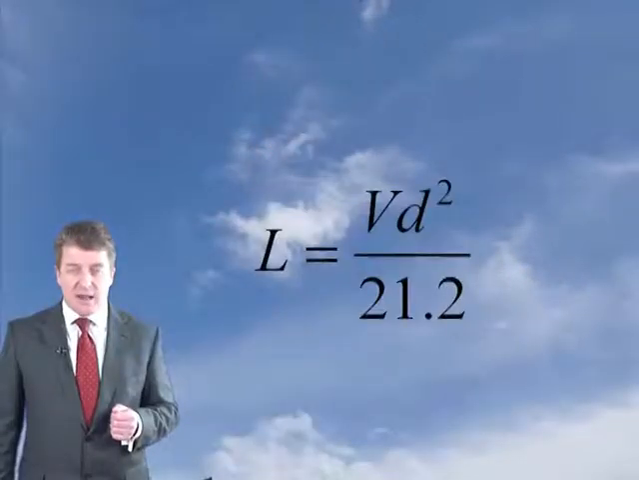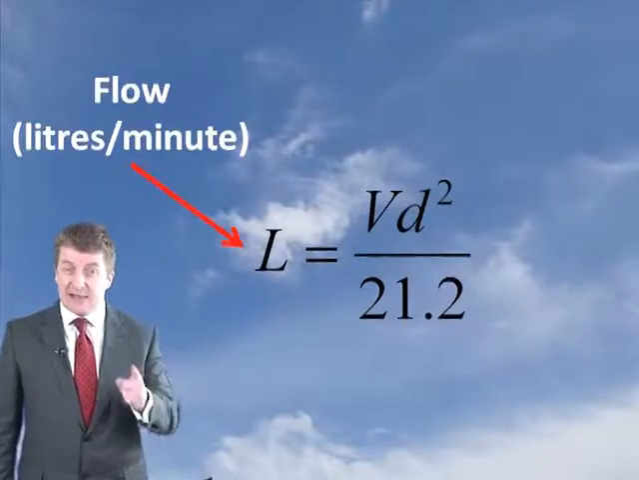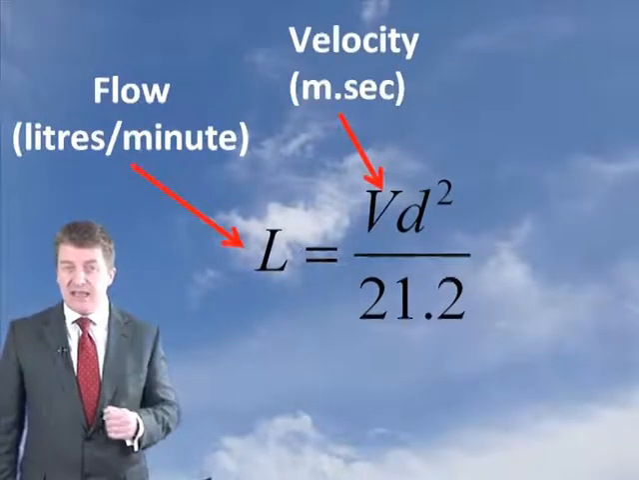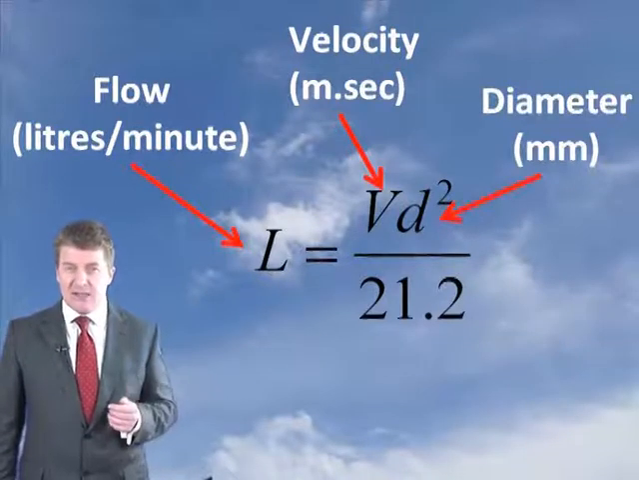Another formula we want to try and remember is this one here. And this is a fire service formula. L equals VD squared divided by 21.2, where L is the flow in litres per minute, V is the velocity in metres a second, and the D is the diameter in millimetres.